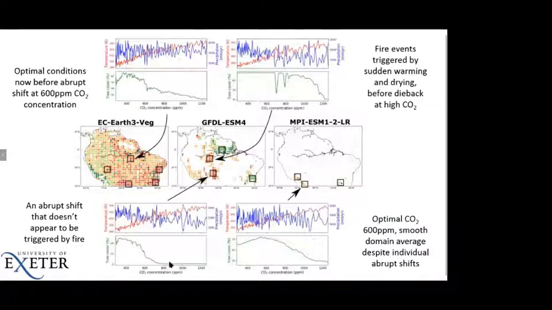And then finally, the bottom left panel is another example from the GFDL model. This is a really nice example of where we have an abrupt shift that doesn't seem to be triggered by fire, because there's no obvious causes from the temperature and precipitation time series. So maybe this abrupt shift could actually be a tipping point example. And so thank you for listening.